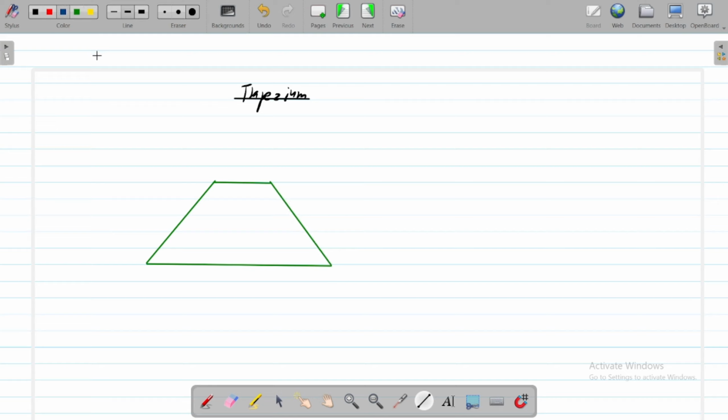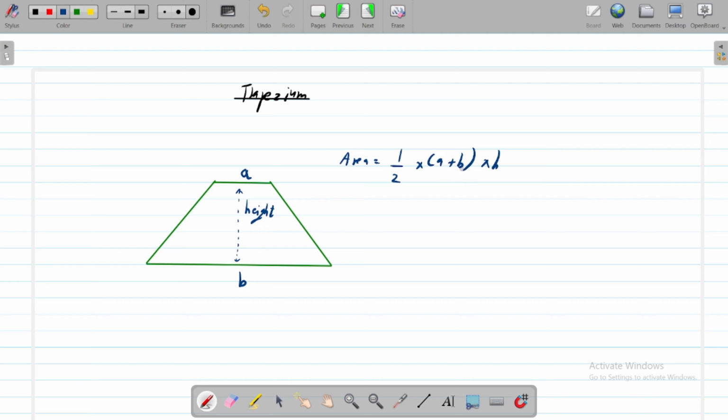What is the formula for the area? Let's first write down these sides here. This is A, this is B, and this is my height. Why do I write A and B? Because the formula for the area of a trapezium is half into, not A into B, it is half into A plus B into height.